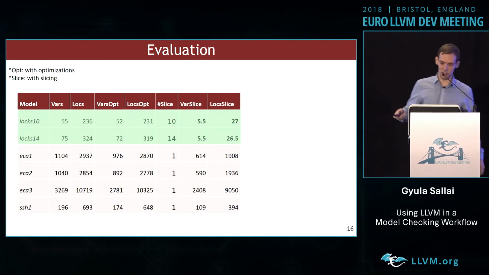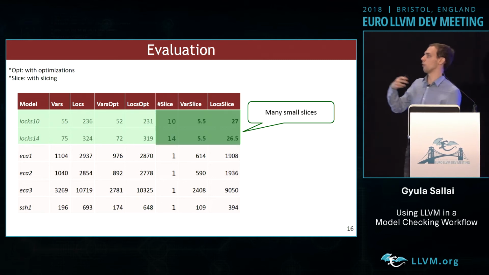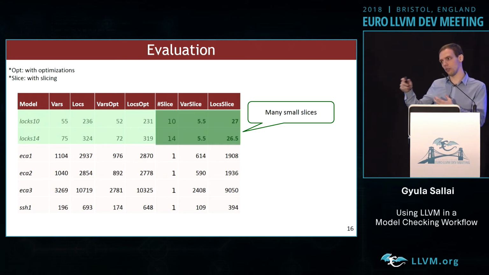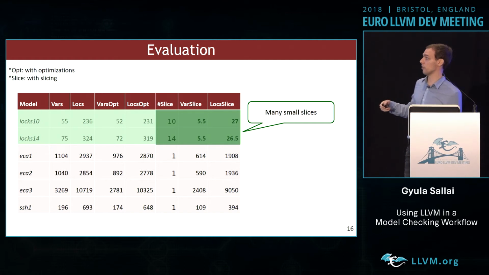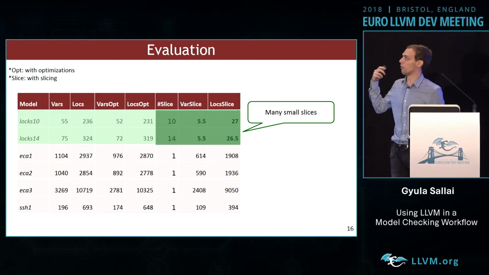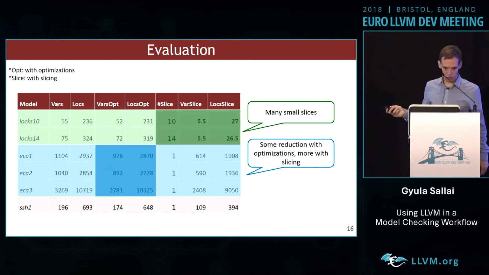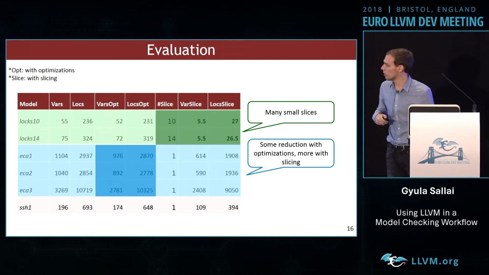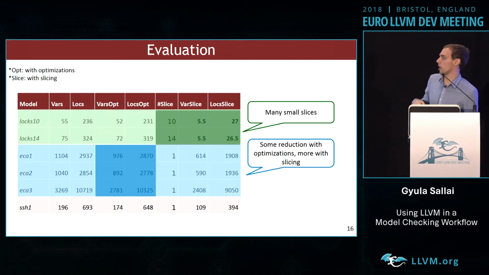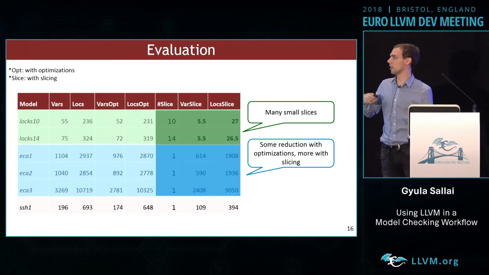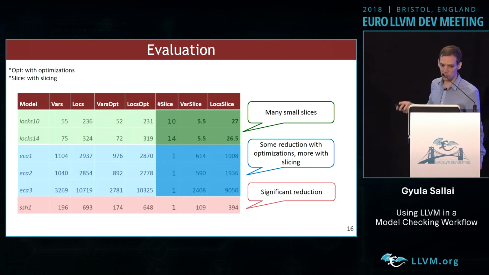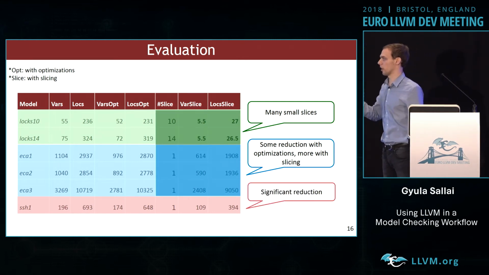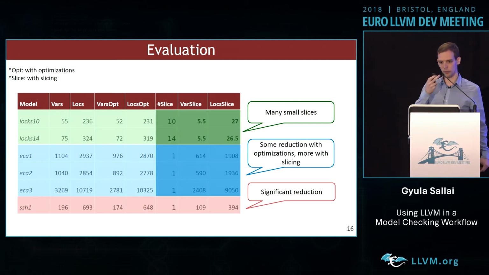What's interesting to see is that, for example, for locks, we have many assertions in a single file, so we were able to extract several smaller slices. And these smaller slices had a rather great average reduction. For ECA, we see that the scalar optimizations have rather good effects, and we achieved even more reduction using program slicing. And the same goes for SSH, which also had some significant reduction, almost 50%.